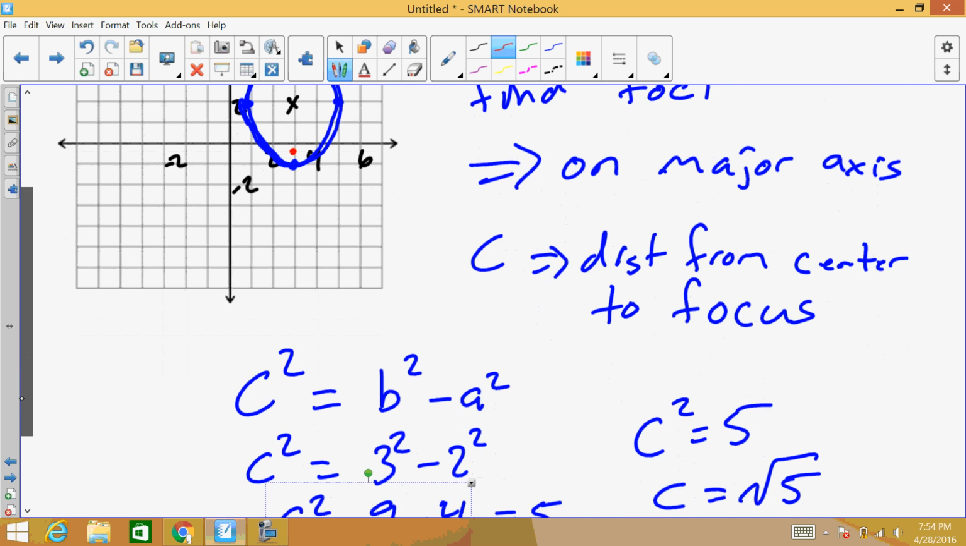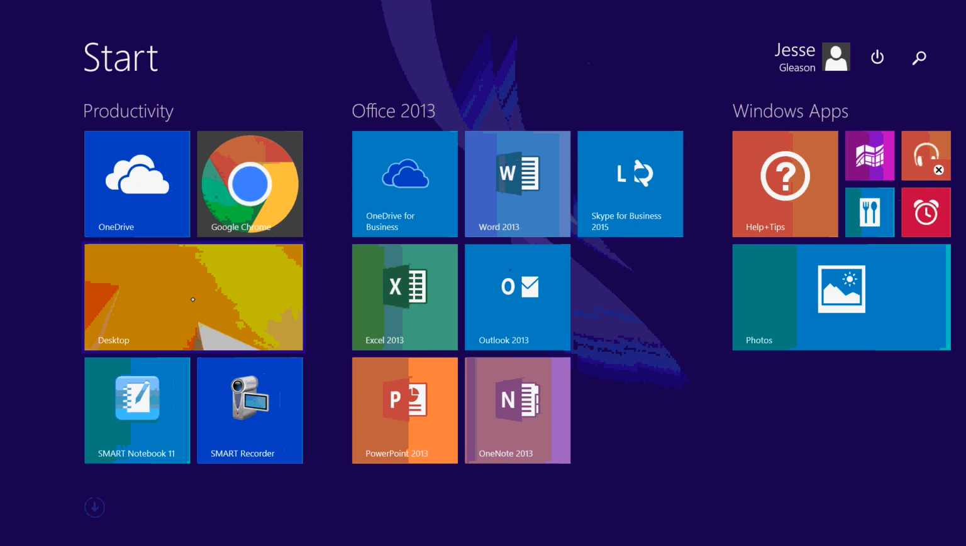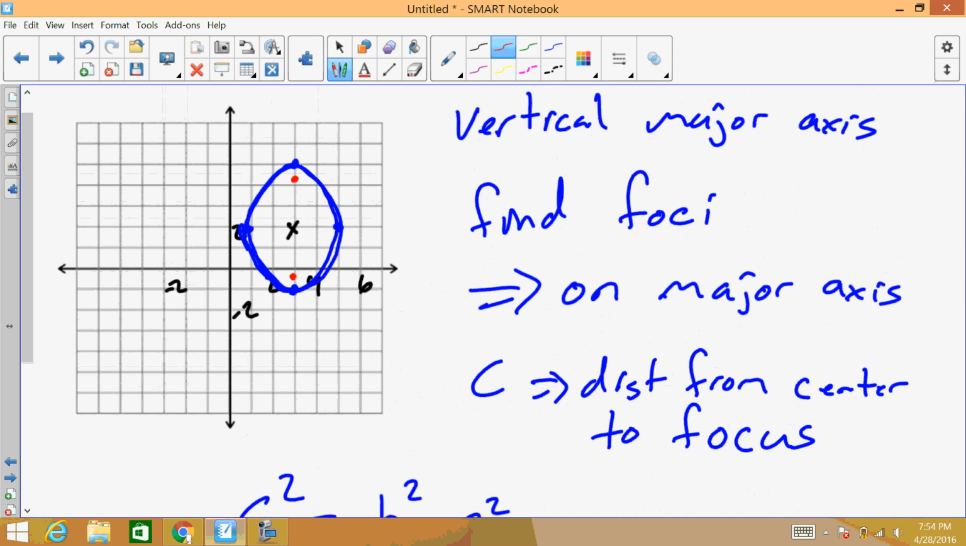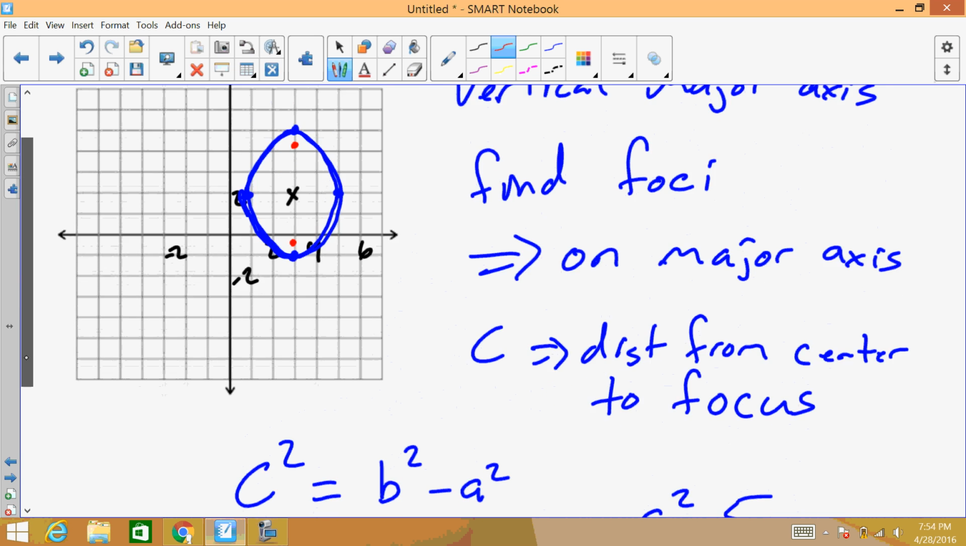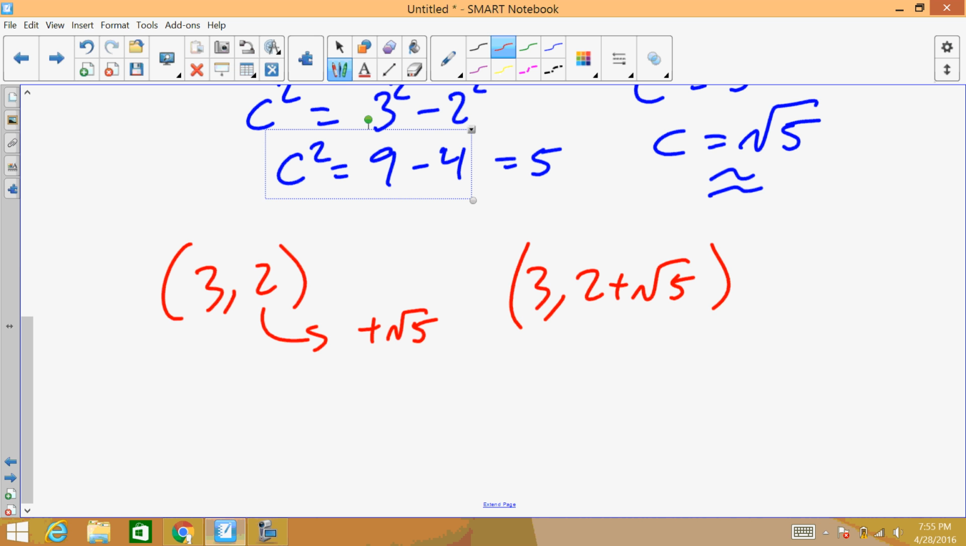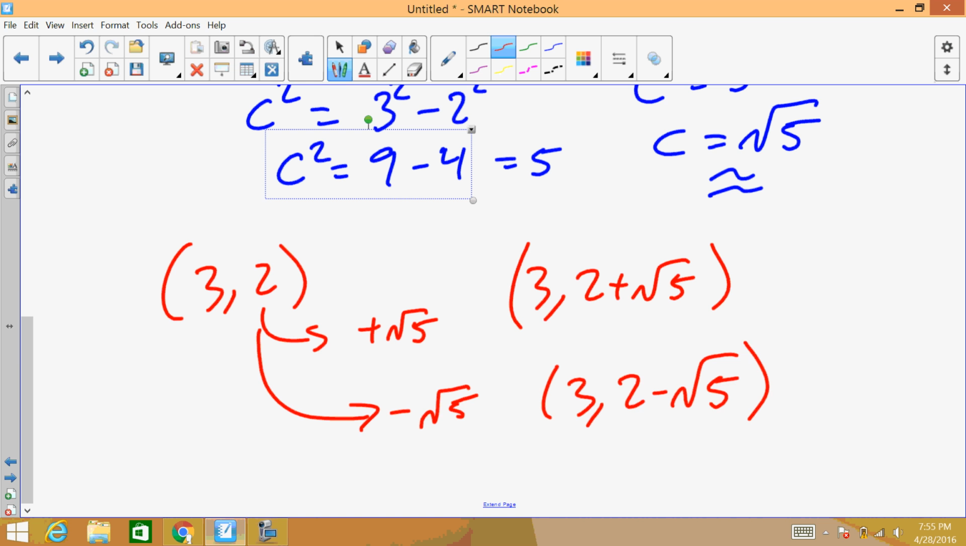Now how do I find those points? Well, I go to my center point, which was 3 comma 2, and I take my y component and I add square root of 5 to get my top focus, 3 comma 2 plus square root of 5. If I wanted a decimal approximation, I could use a calculator to do that. And I take my y component and I go down square root of 5. 3 comma 2 minus square root of 5 would give me my two foci.